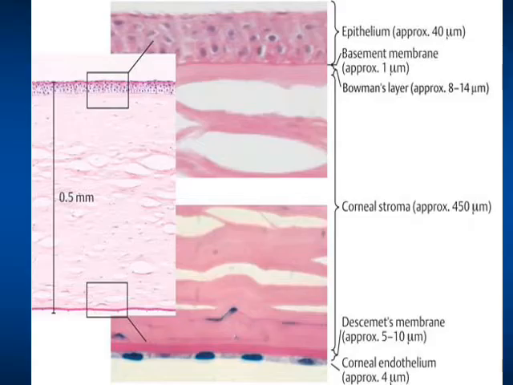The cornea is composed of epithelium, basement membrane or Bowman membrane, followed by the corneal stroma, which is the main bulk of the cornea, and then the Descemet membrane and the corneal endothelium. This is to show us the corneal epithelium as a start, followed by the stroma. And in the other part, these are the endothelial cells.